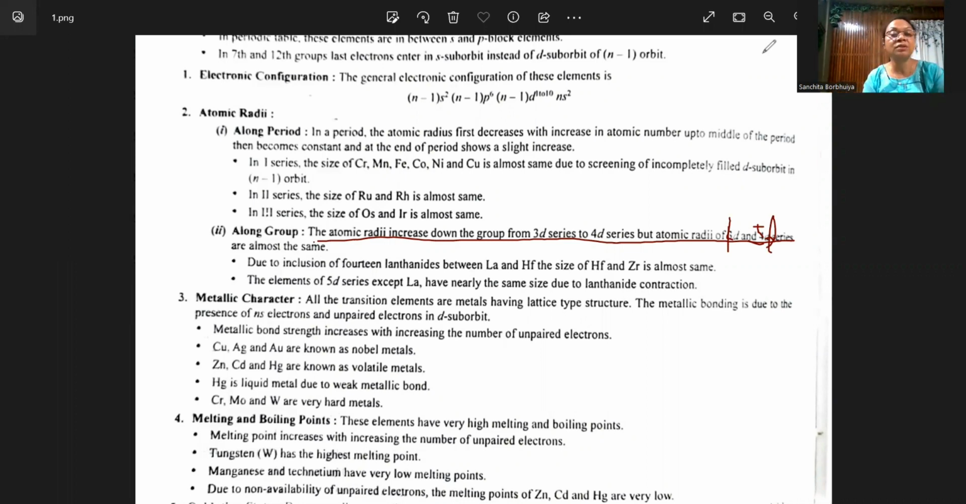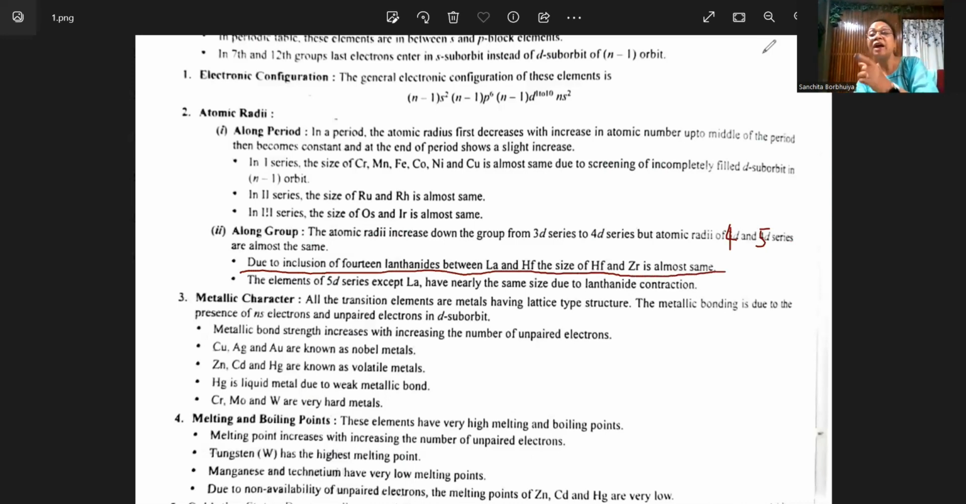This is lanthanoid contraction. It is due to the inclusion of the 14 lanthanoids between lanthanum and hafnium that the size of hafnium and zirconium is almost the same. Even the elements of the 5D series, except lanthanum, have nearly the same size due to lanthanoid contraction.